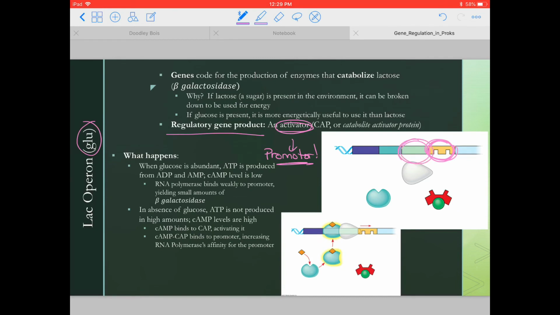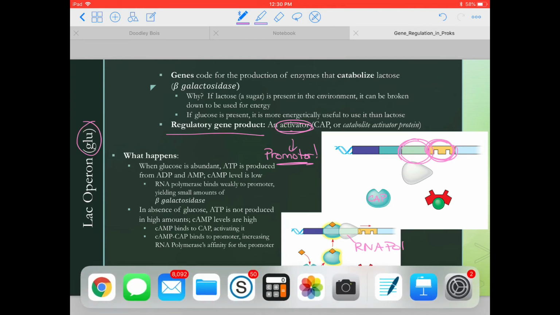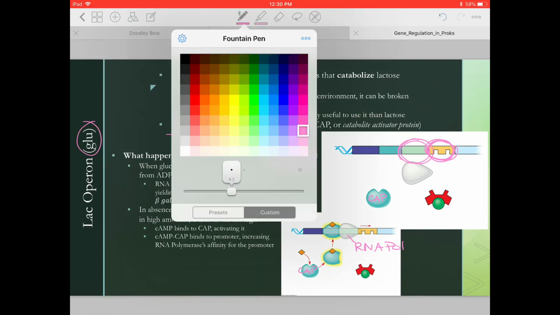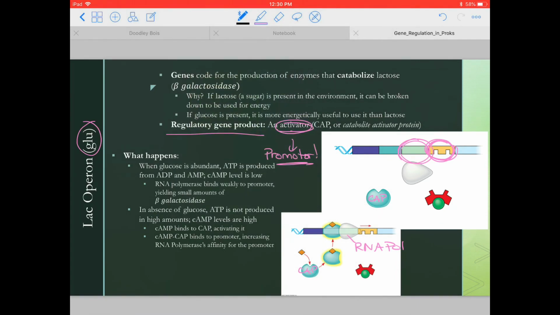And the purpose of an activator is to allow RNA polymerase to bind really, really well. And if RNA polymerase can bind really well to the promoter, then transcription can happen, because remember, RNA polymerase is what reads the DNA to make mRNA. So there's our regulatory gene product, an activator called CAP. Here's CAP. And CAP is in an inactive form. So right here, we can see CAP is inactive.